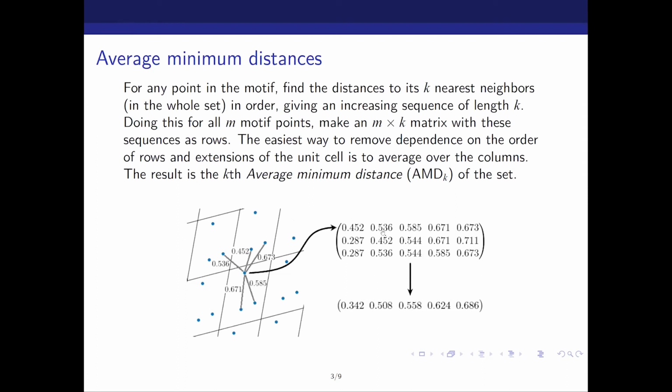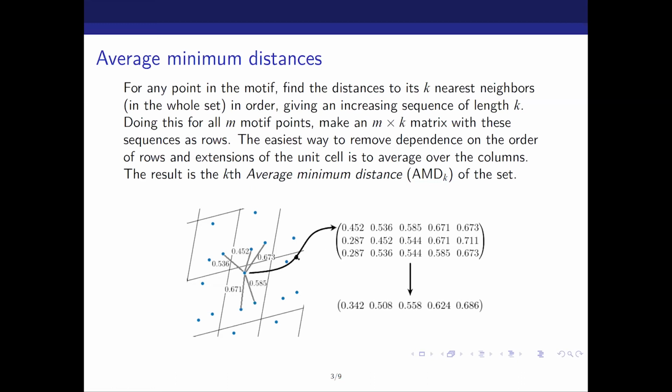So to construct the average minimum distance, which is the invariant, which looks like this, it's just a vector of numbers. We'll start by constructing this bigger matrix. So I've got an example with 3 motif points here. And that means we're going to have 3 rows in the matrix. So there's 1 row for each motif point. And we choose some number k, which can be any natural number, to have as many columns as. So that can be any number you choose.